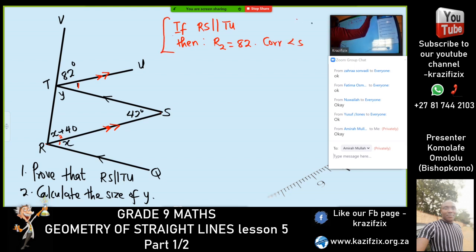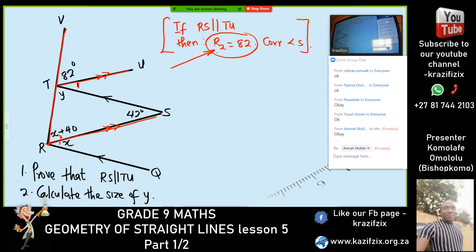If RS is parallel to TU, then I can use my F there. Do we agree that R2 should be equal to 82? If you don't agree, just let me know. But if you're okay, you don't need to say anything so that we focus. You know what it means? This is your aim. Go and try to prove this angle. So we are going to aim to prove that.